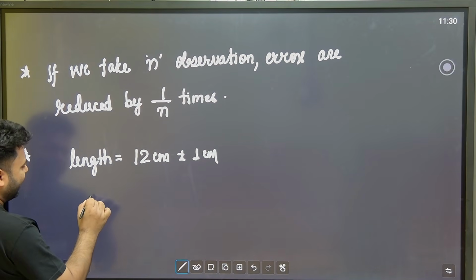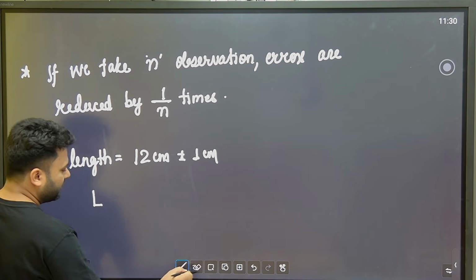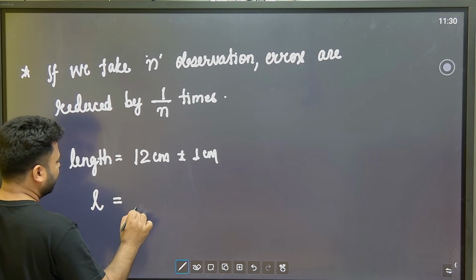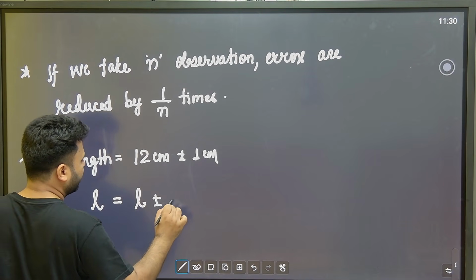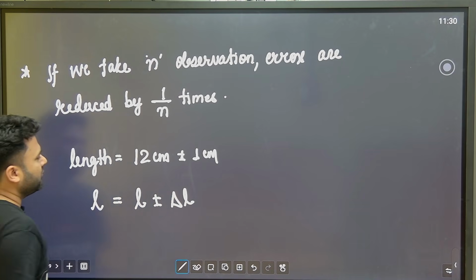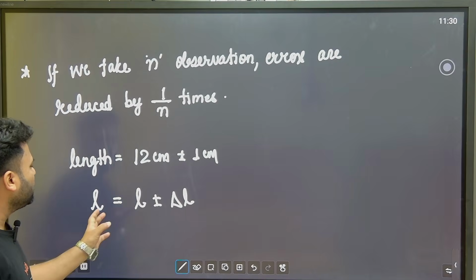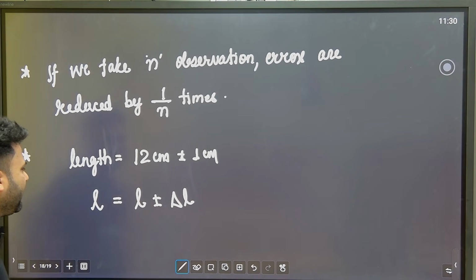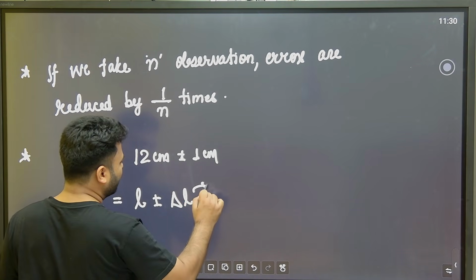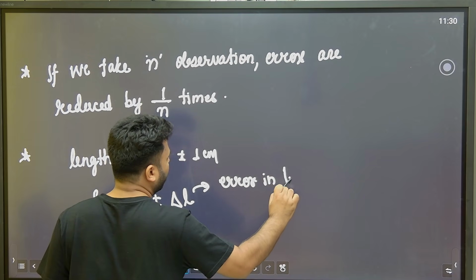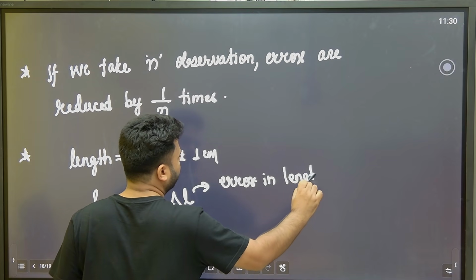So we write in this manner. Basically this length can be written as this length plus minus delta L. We write in this fashion that the total length equals L plus minus delta L. This delta L is called error in length.